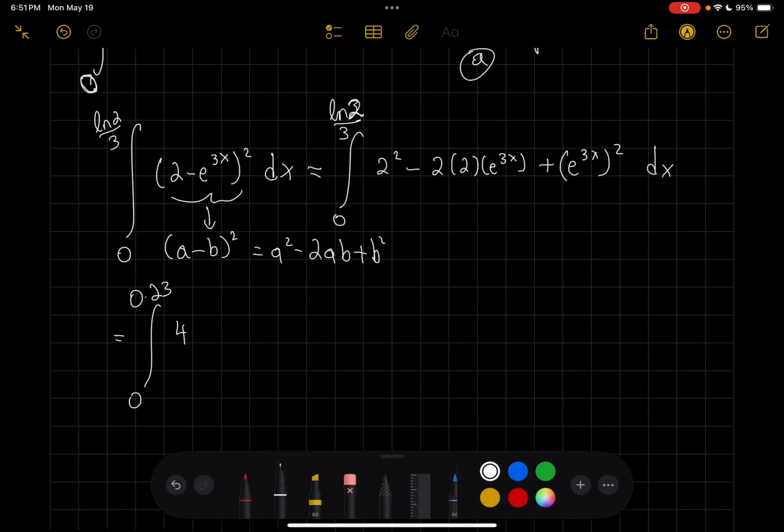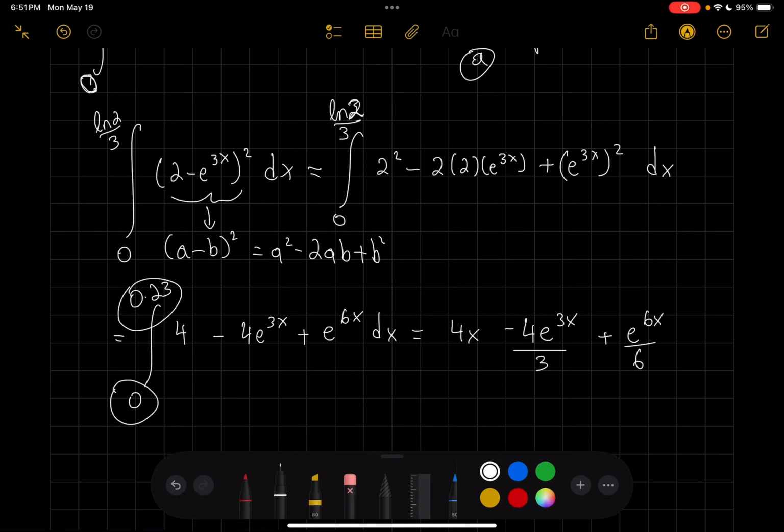All right, so back to the integration. It's going to be 4 minus 2 times 2, which is 4, e to the power of 3x, and then 3x times 2 is going to be 6x, dx. So the integration for this is going to be 4x minus 4e to the power of 3x over 3 plus e to the power of 6x over 6. We don't need to add plus c because we have bounds, right? So over here, our bounds are between 0.23 and 0.